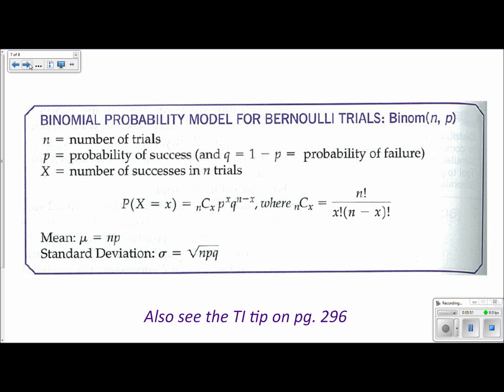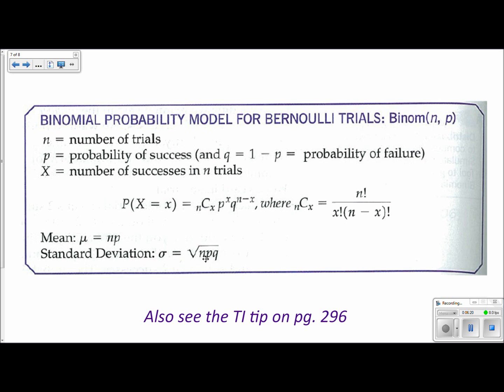But here is our handy dandy box that tells us the probability of getting x successes out of n trials is n choose x, times the probability of success to the x power, times the probability of failure to the n minus x, which is the number of failures you would need to have x successes. The mean would be n times the probability of success, and the standard deviation would be the square root of n times p times q.